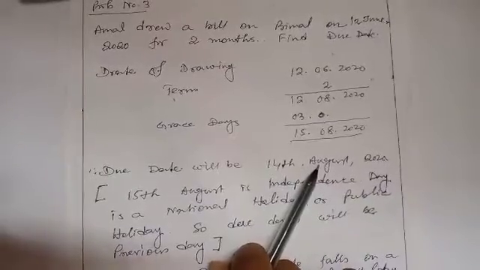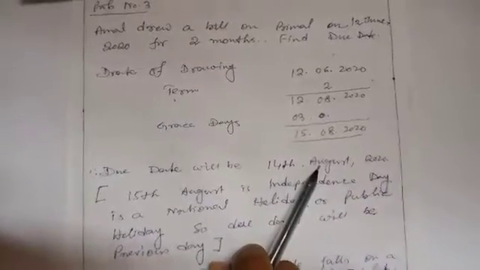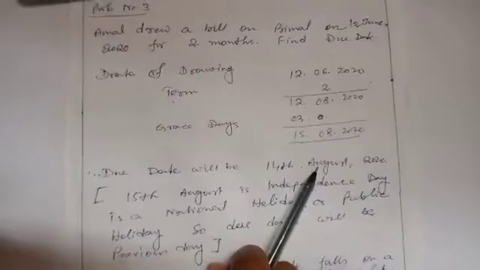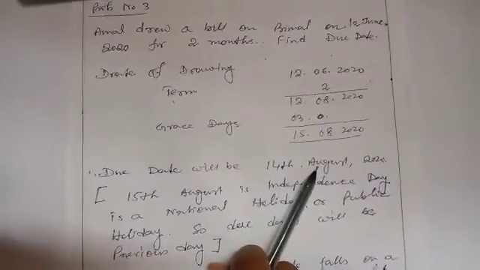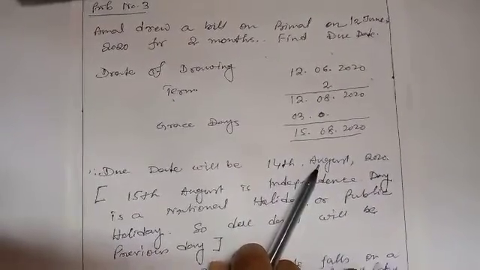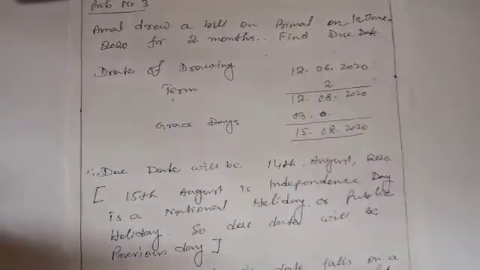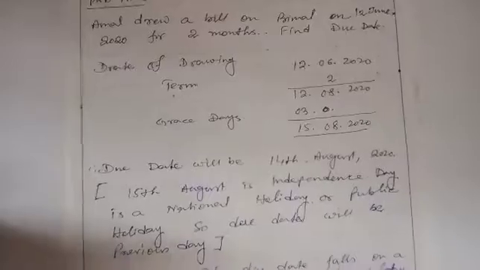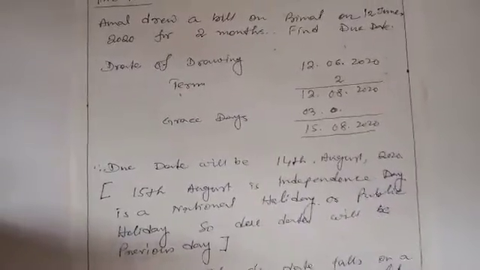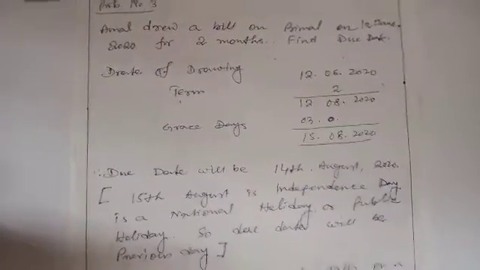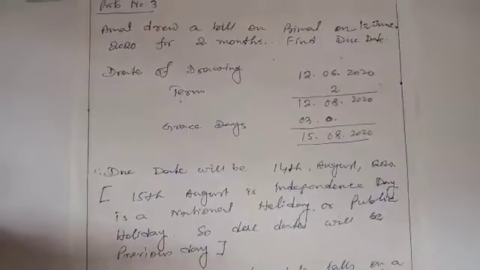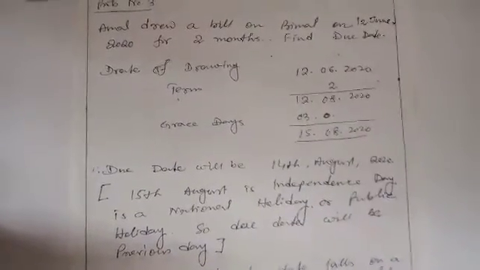So first of all, how do you find the due date? Based on the after date bill and after sight bill. After date bill, from the date of drawing you have to count, and in case of after sight bill, from the date of acceptance, the date on which the drawee signs on the bill, from that date you have to count. So you have to practice this properly, and this will be applicable in all the problems.